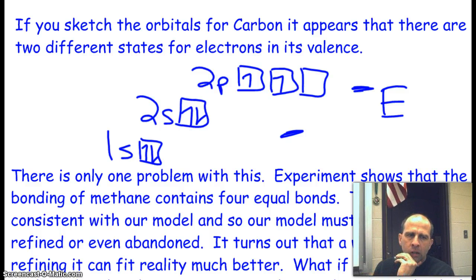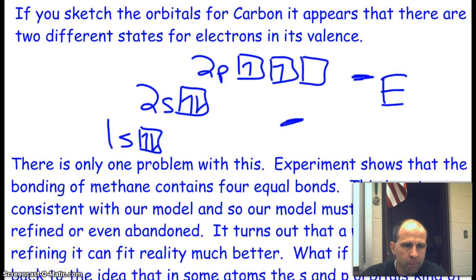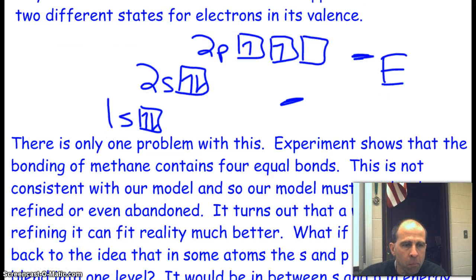So experiment does show that, and that's not really consistent with what I have on the screen right now. So this is what happens in science. We might need to either abandon the model, and what would that be like, to have to just throw out what we've had, or perhaps we might be able to refine it a little bit and make it fit a little better. So with that in mind, what kind of things might we be able to do here? Well, if we go back to the idea that in some atoms the s and p orbitals, you know how Bohr said it was all just one big happy energy level? What if, in fact, he was kind of right?